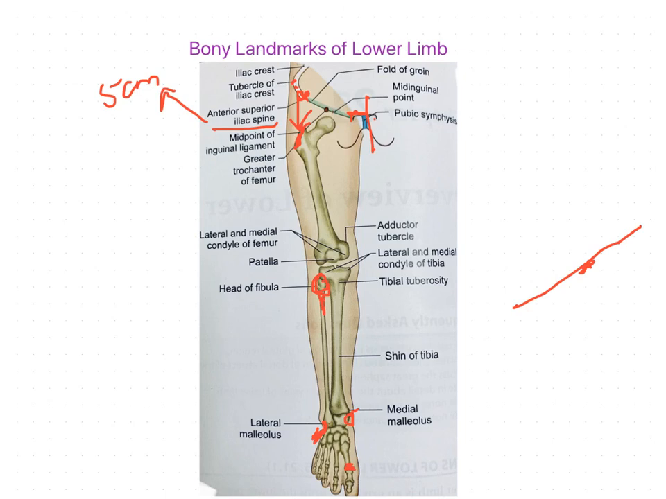In the next session, we are going to deal with the osteology of the lower limb. In that, the first bone is the innominate bone. We are going to discuss it in the next session.